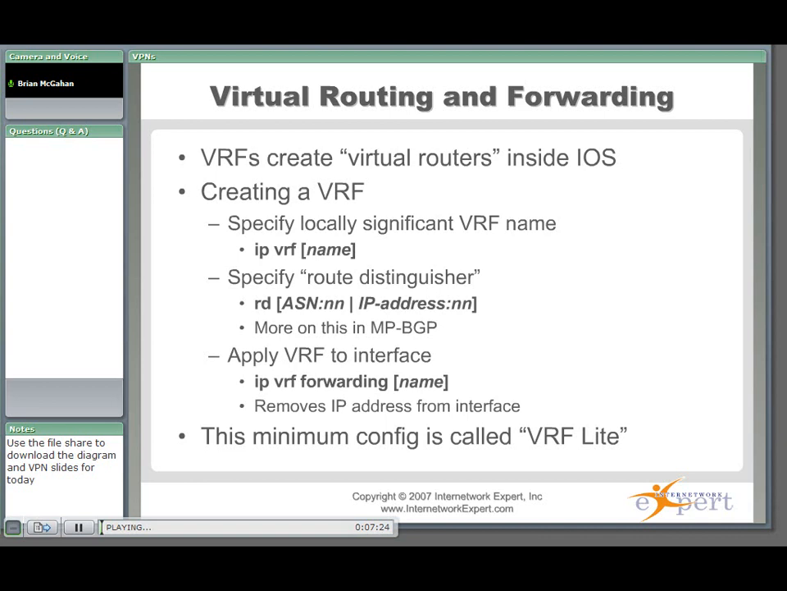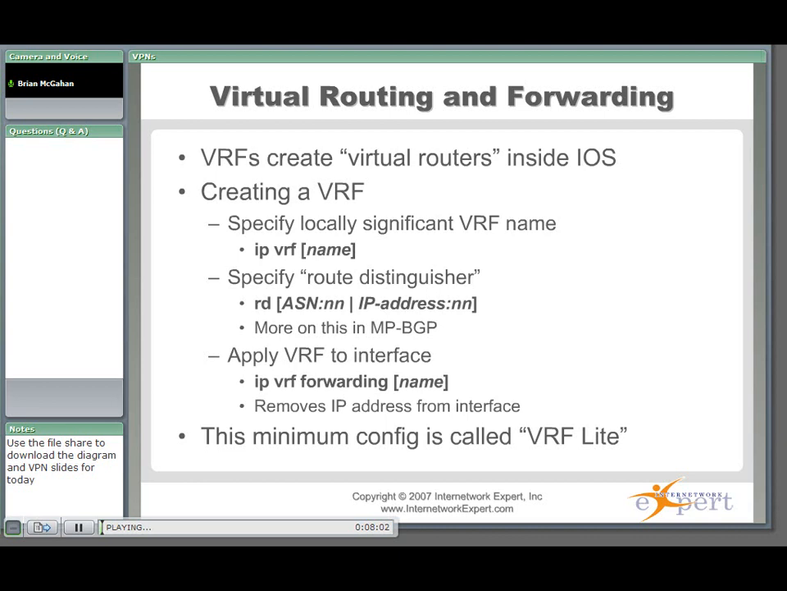Now, in order to do this configuration in global config, we're going to say ip vrf and then specify a name. The name is only going to be locally significant, so we don't necessarily have to match it up between the sites. Then we specify a route distinguisher. This is going to make advertisements inside that VRF unique. And when we look at the MPLS application of this, we'll see how the route distinguisher in BGP is going to become significant. So we create the VRF, we give it a route distinguisher, then we apply it onto the interface with the ip vrf forwarding command on the interface.